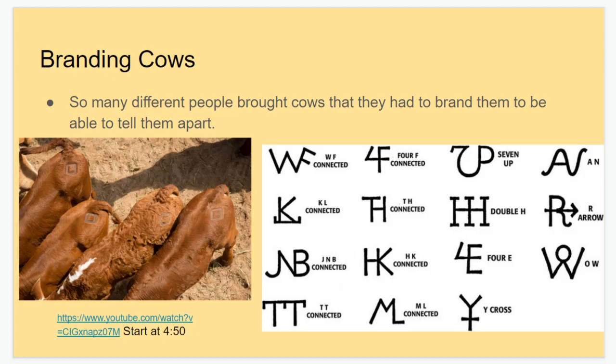Now what's going to happen is, because there's so many different people bringing cows, they had to find a way to brand them to be able to sell them or tell them apart. So what you see is the creation of the brand. Each of these cows are going to be labeled with their own brand, and it's obviously a hot piece of metal that's burned.